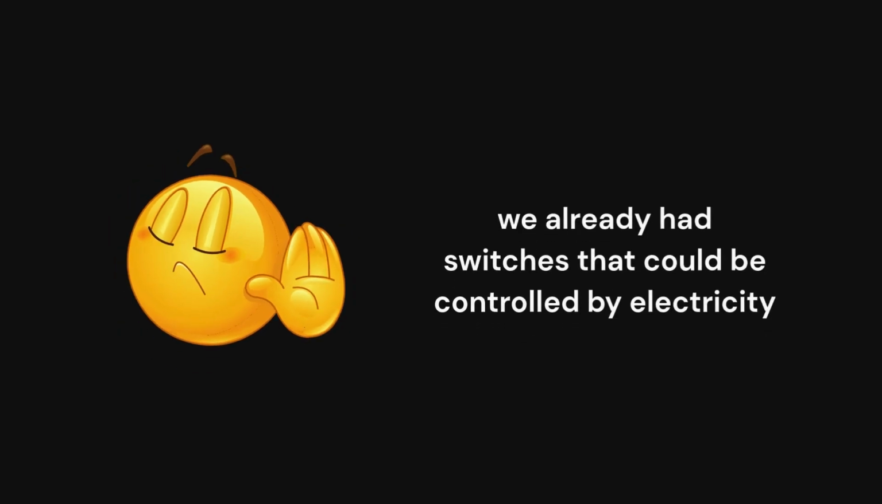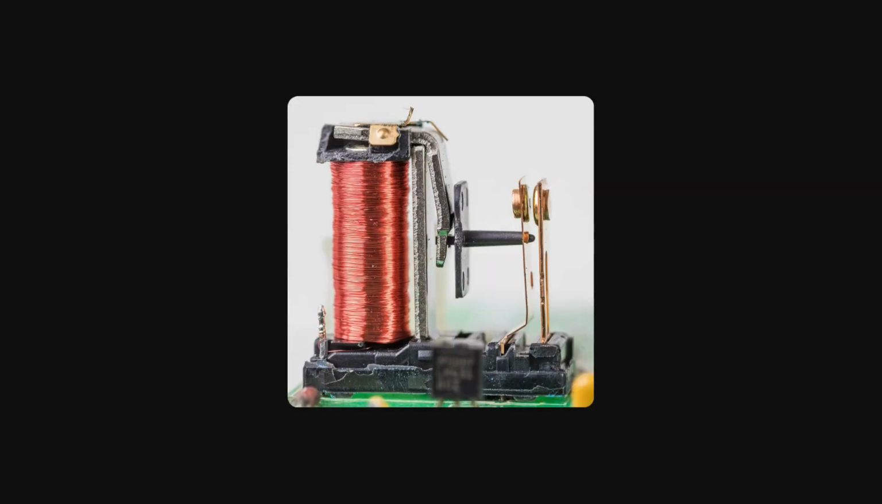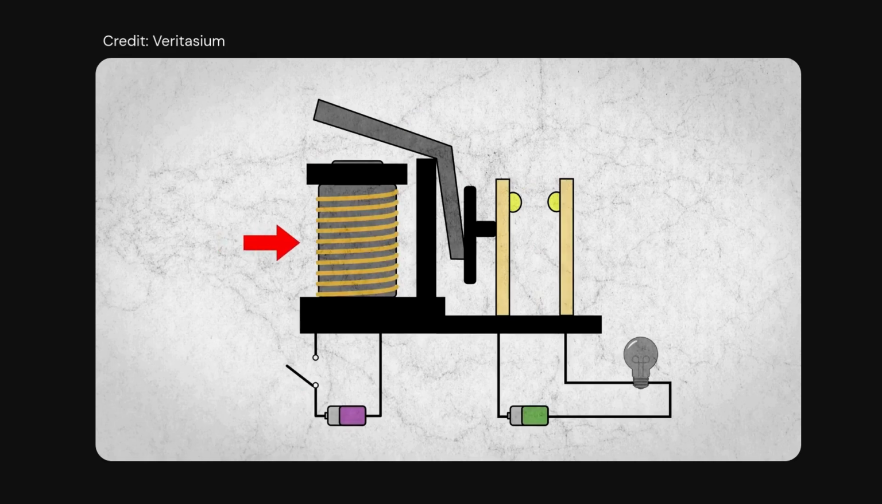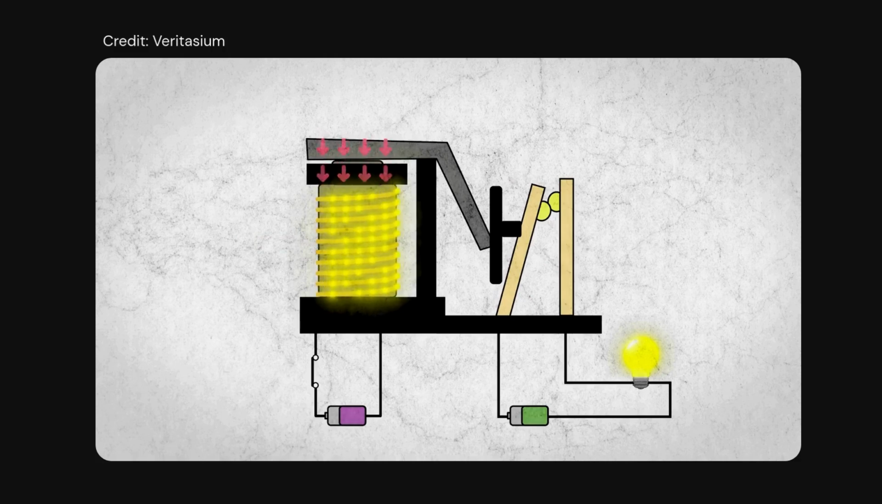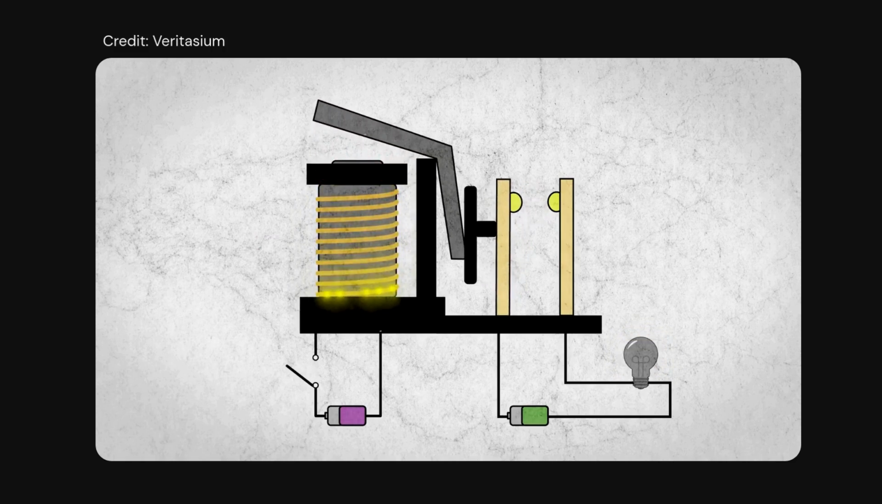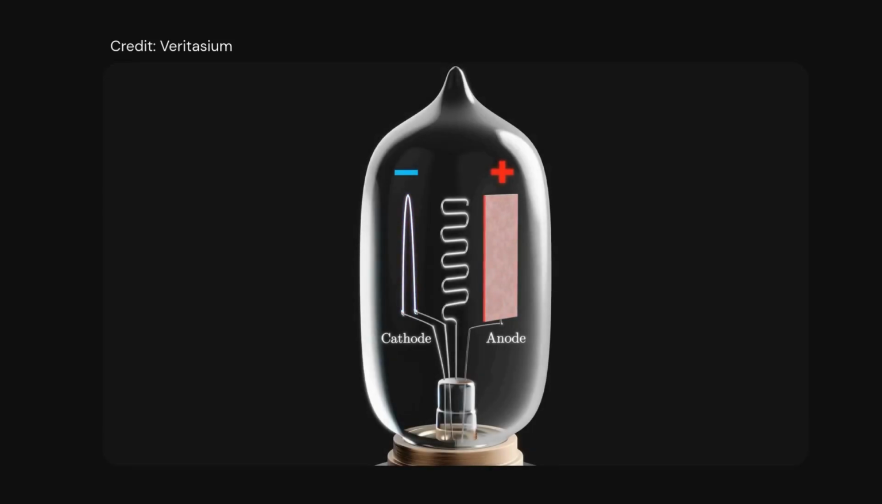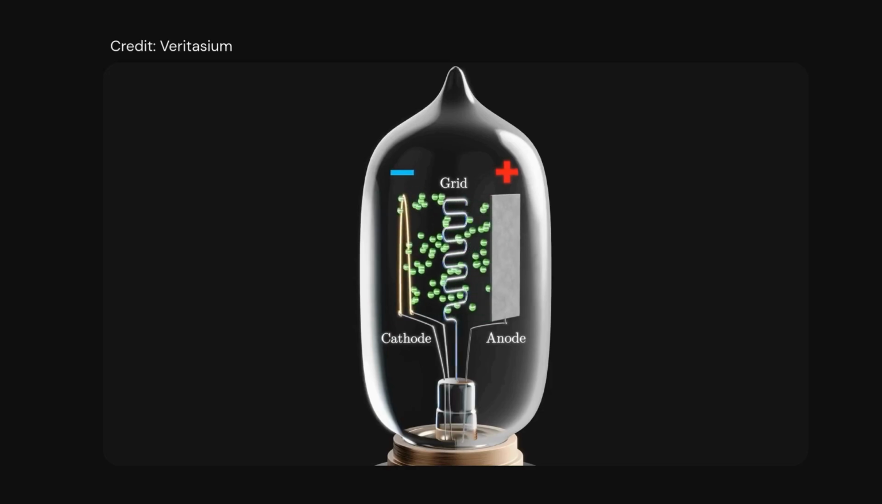Now, you may interrupt me and say, hold on, we already had switches that could be controlled by electricity. And you would be right. We had things called relays. They were mechanical. They had a physical arm inside them that had to clunk back and forth, which works on the principle of electromagnetism. They were slow and had moving parts, which could wear out, so they were not reliable for large-scale use. We also had vacuum tubes, which let a large current pass from cathode to anode if a small current was passed to the grid. But they were big, fragile, and used to get extremely hot.